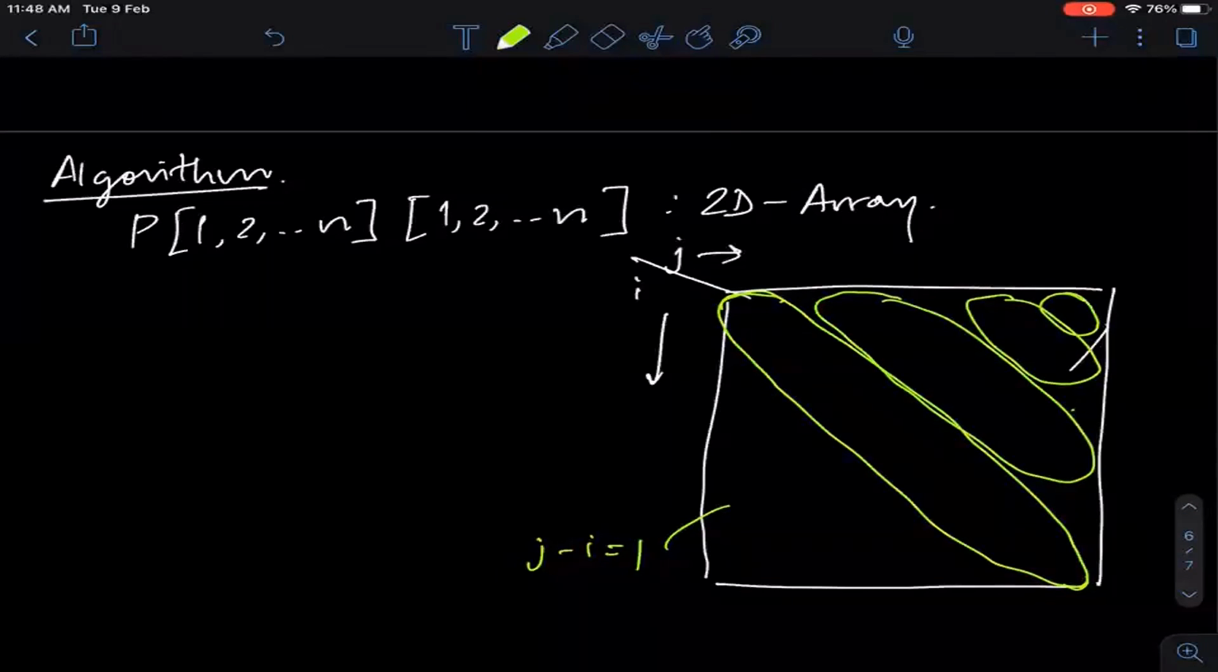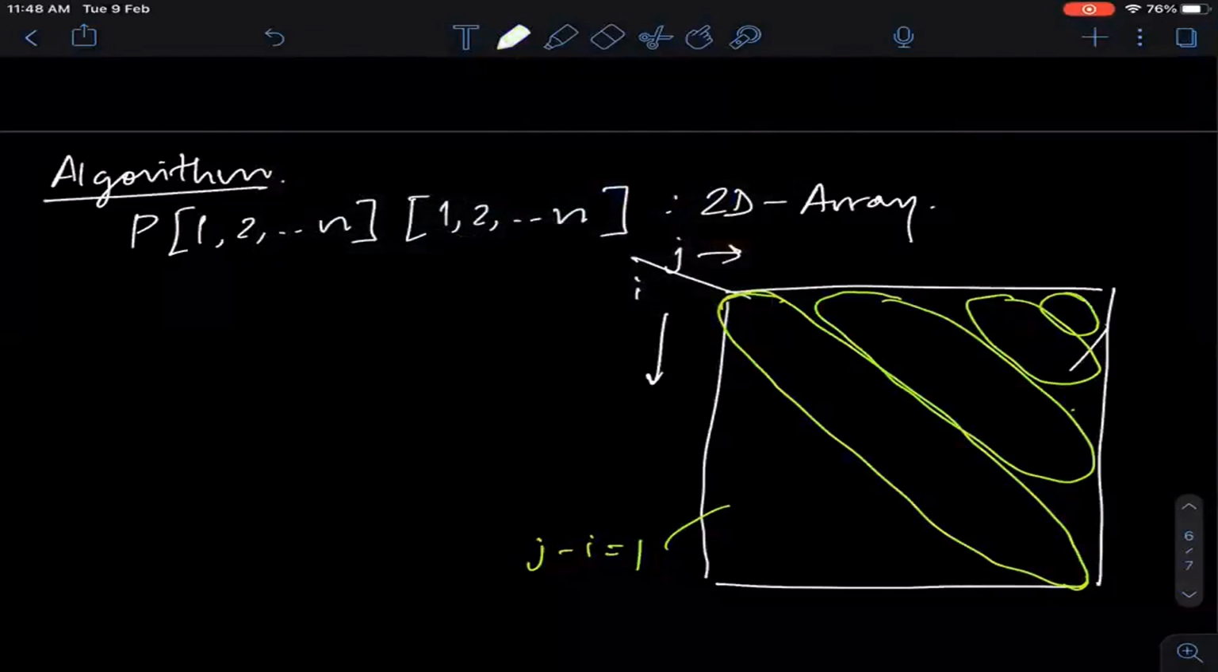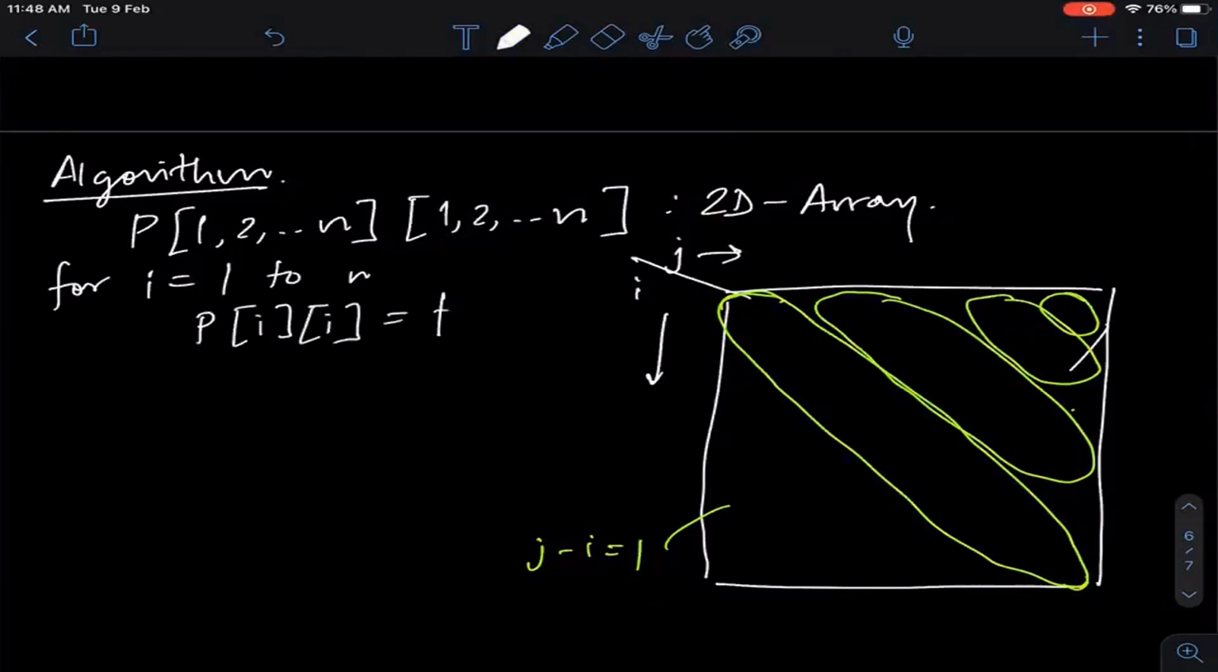Okay. So how am I going to implement this using for loops? How do I fill up diagonal wise using two for loops? So let's just write the base case first. For I equals 1 to n, P I I is equal to p i. And now, what is the invariant for a diagonal? The invariant is precisely this J minus I. So it's 0 for this guy, 1 for this guy, 2 for this guy. So I will just run an outer loop which will track the difference of J and I.